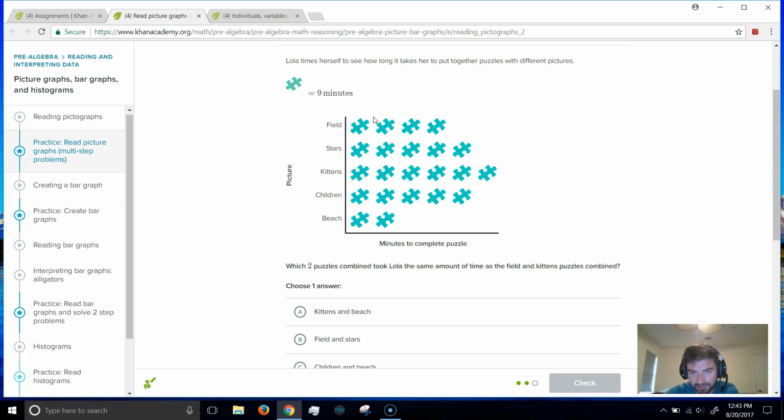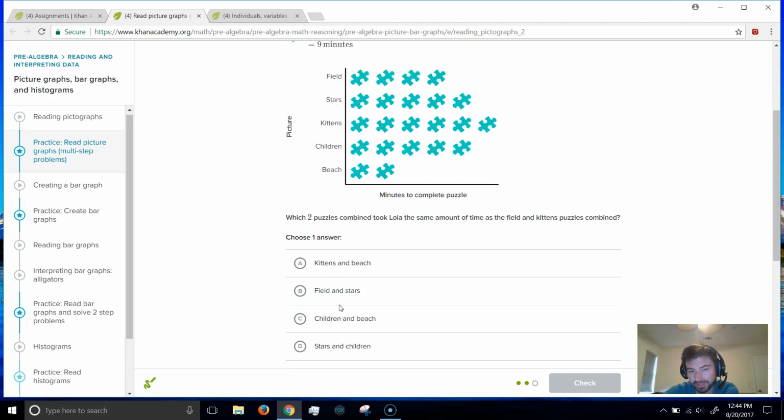So field and kitten. If we took this puzzle piece and put it over here, they would line up perfectly with this column here. So the other 2, without even counting or doing anything else, I just know it's going to be the stars and children. So D.